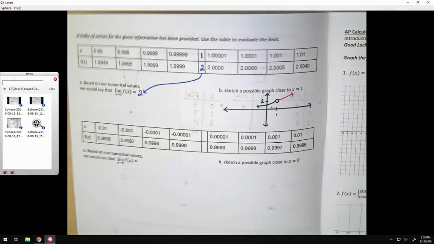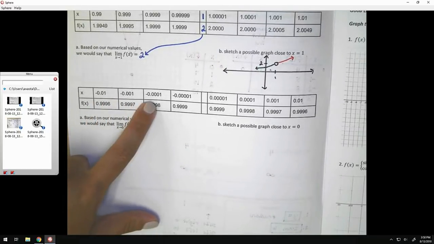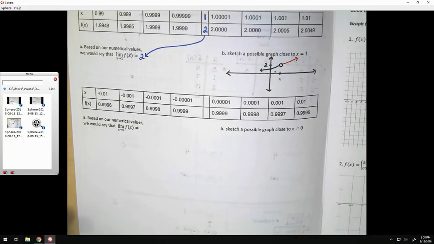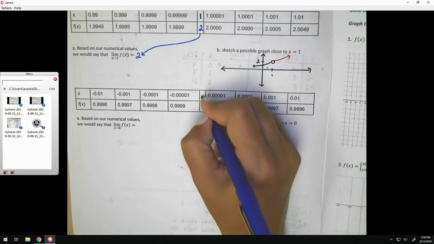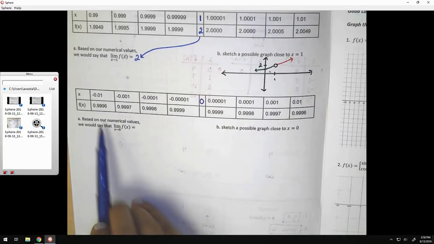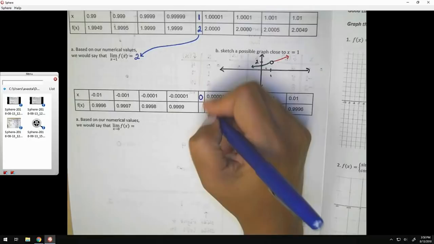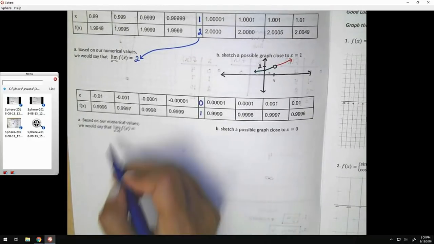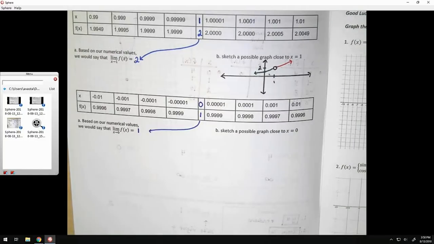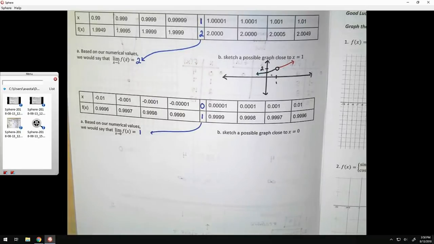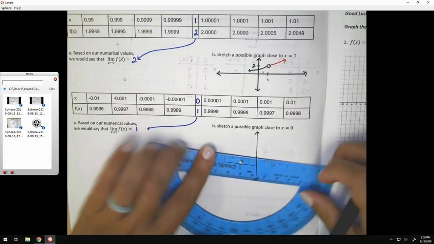If we try this again, if we look at this table, we've got negative 0.01, negative 0.001, negative 0.0001. It looks like these numbers are pretty close to 0. These are very small numbers, and on this side, again, very small numbers close to 0. So I would make this a 0. And then 0.996, 0.9997, 0.9998, 0.9999, it seems like these numbers are approaching the number 1. So based on our numerical values, we would say that when x approaches 0, my y value approaches the number 1. Now, if we wanted to sketch a possible graph, because we're not making any promises, this is just our best guess of what's happening close to 0.